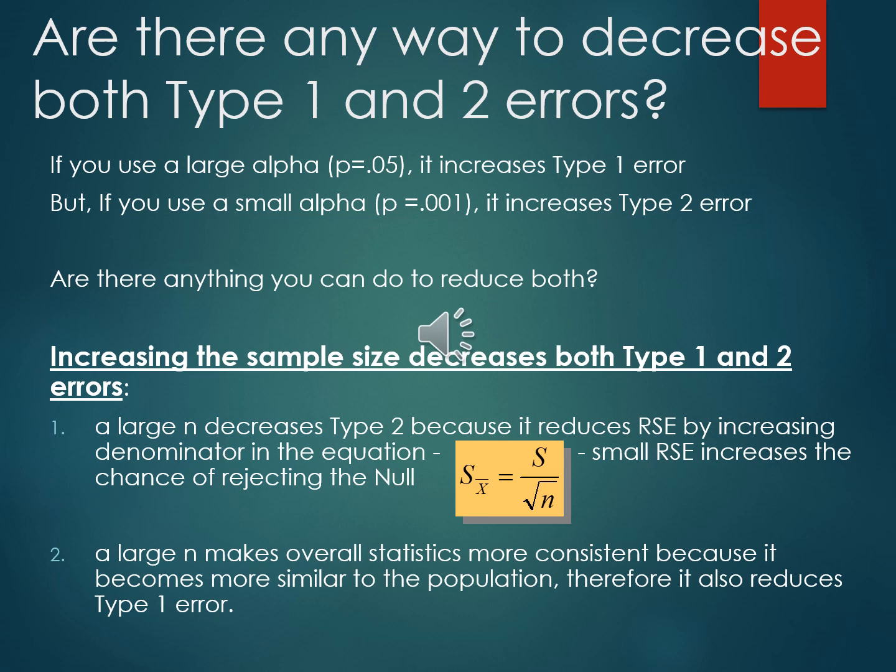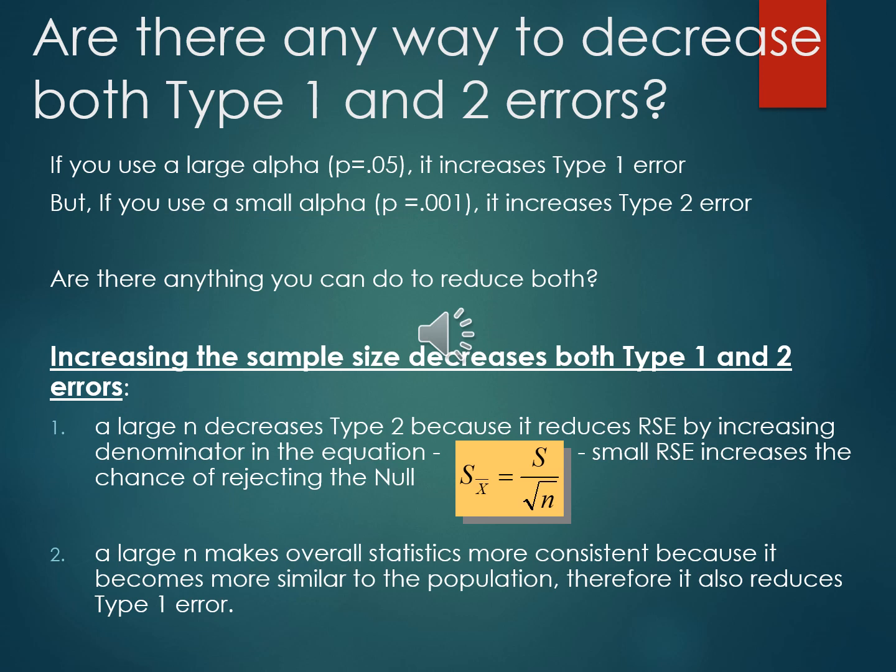A large sample size decreases type 2 error first, because it increases the chance of rejecting the null hypothesis. Why? Because when you have a larger sample size, the standard error of the mean tends to get smaller because of this formula: standard error of the mean is computed by standard deviation divided by the square root of n. Therefore, when the sample size gets larger, the standard error of the mean gets smaller, and when it gets smaller, the observed t tends to get bigger.